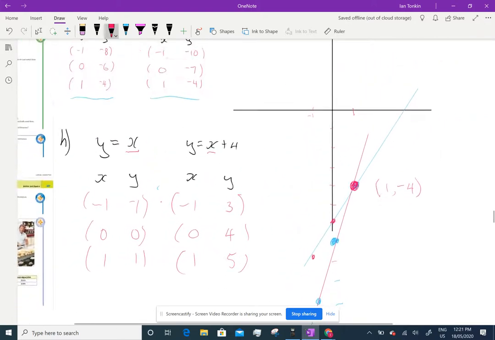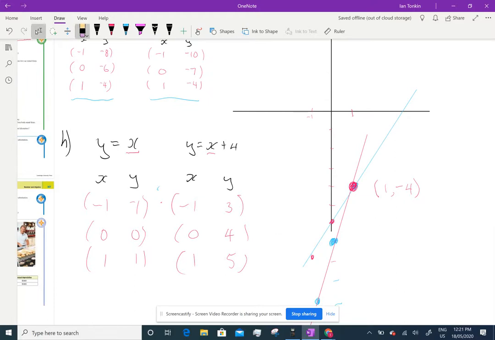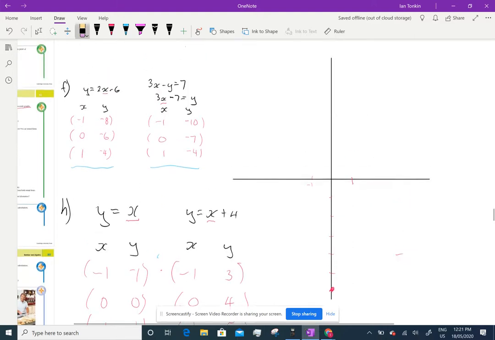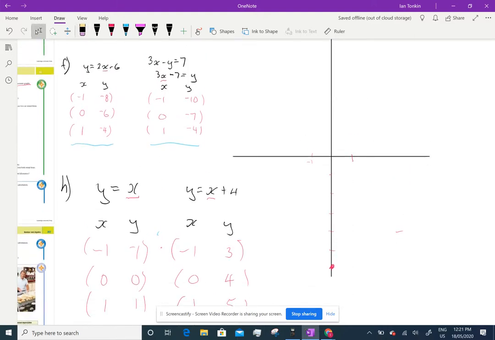And I'm going to use this table again, this one over here, because we've already got it, and -1 and 1. Well, I'll draw this in the blue. There's -1 and -1, 0 and 0, and 1 and 1. There are those 3 points. Let's draw a line through those.